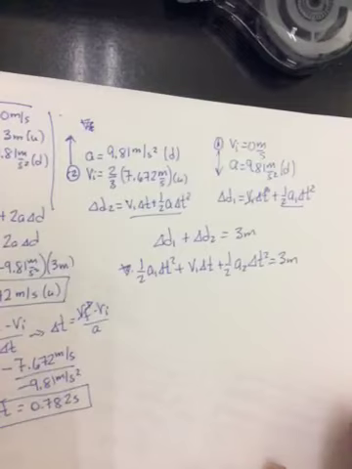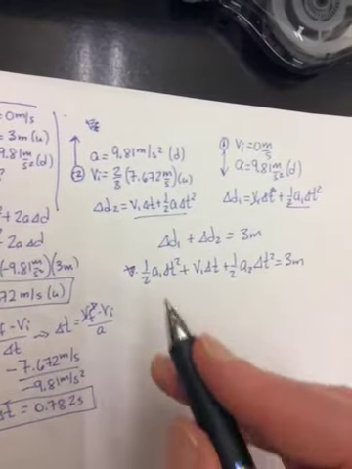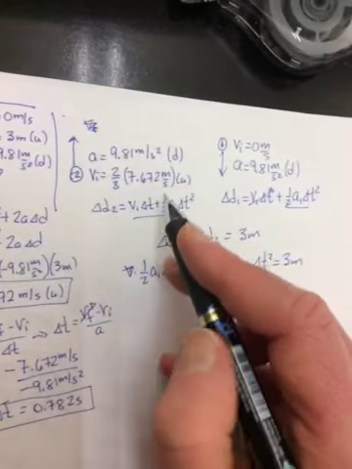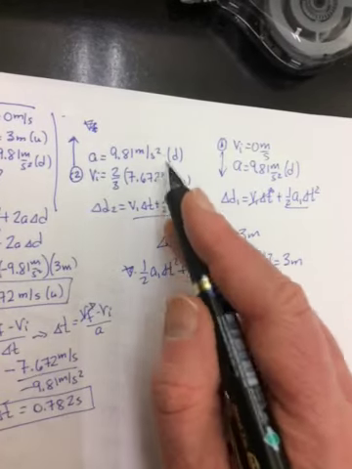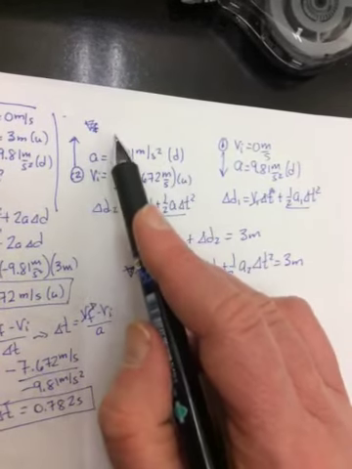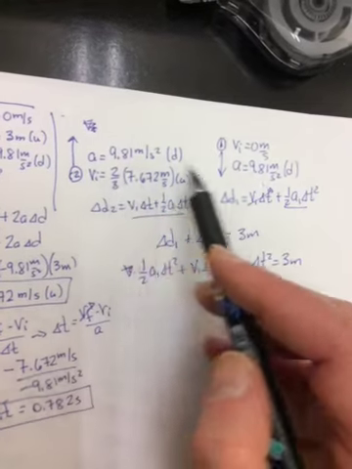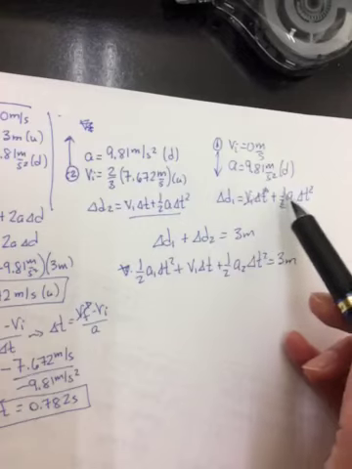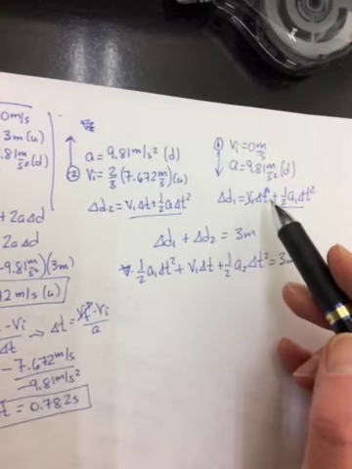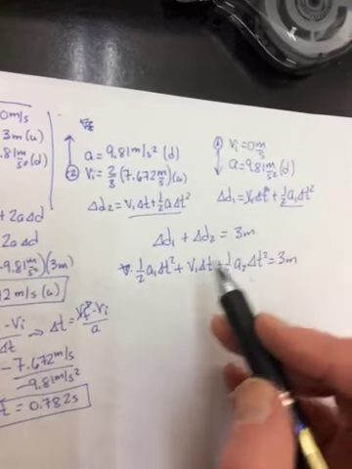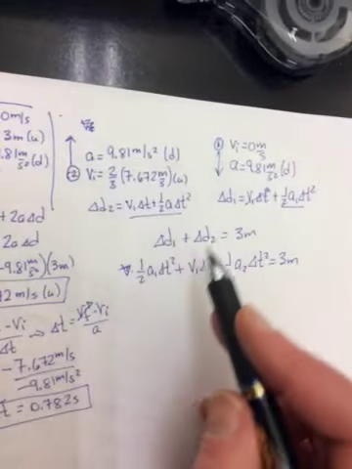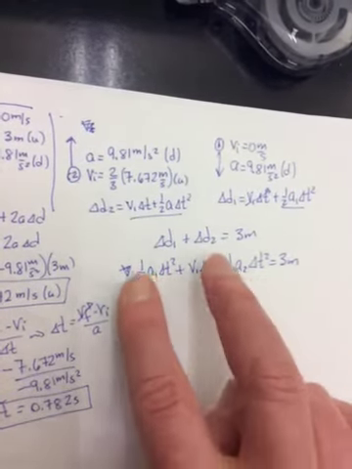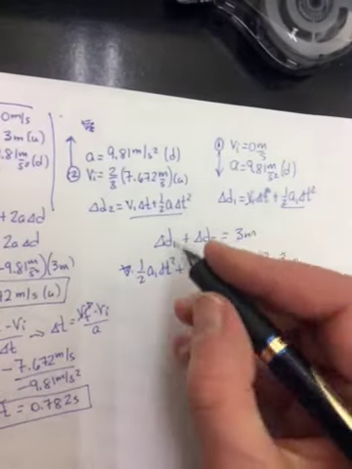And this might look messy, but it's really not going to be, because for ball number 2, the A is going to be negative because it's going up and gravity's slowing it down. But for ball number 1, the A is going to be positive because it's coming down and gravity's speeding it up. They're the same value, but one's positive and one's negative, which means these two terms are going to cancel each other out.